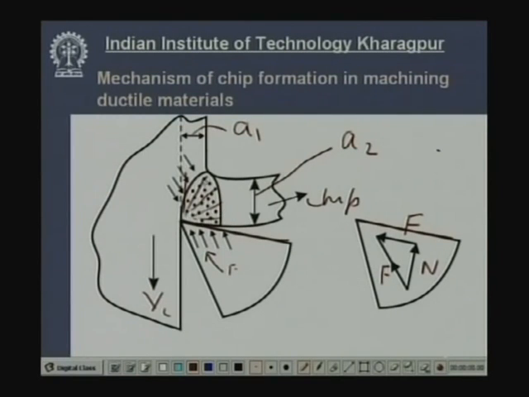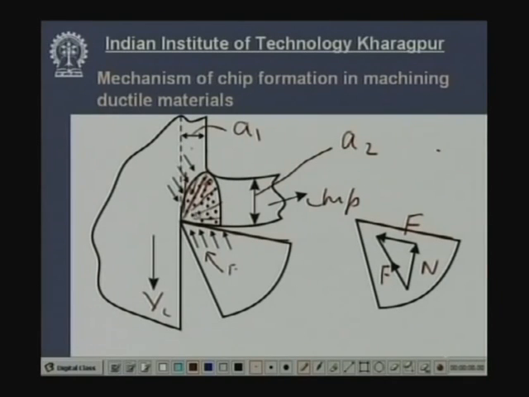Wherever and whenever the shear stress that is going to be developed reaches or exceeds the shear strength of the work material, then the failure will start. Failure means the separation will take place between this chip material from the parent material. Suppose this is the plane along which the shear stress is maximum, and that reaches the shear strength of the work material. So, there will be slip between the parent material and the chip material.